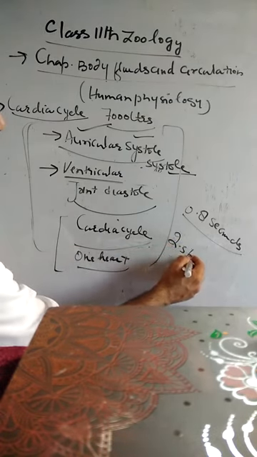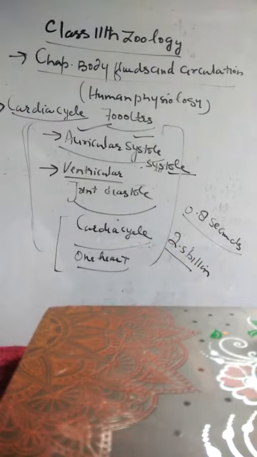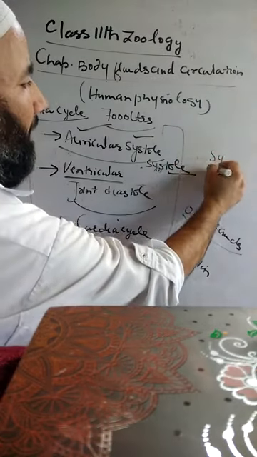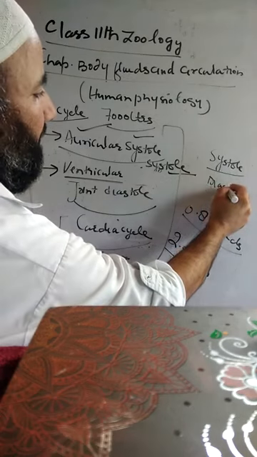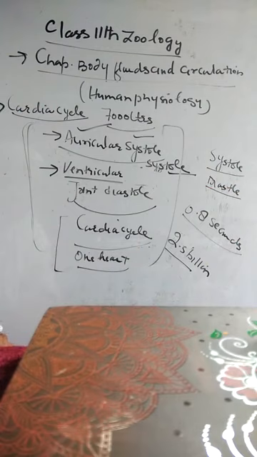During the lifetime, the heart shows contraction 2.5 billion times. To pump out blood, the heart chambers undergo alternate contraction. That contraction is called systole, and relaxation is termed diastole. Systole is the contraction, and diastole is the relaxation.